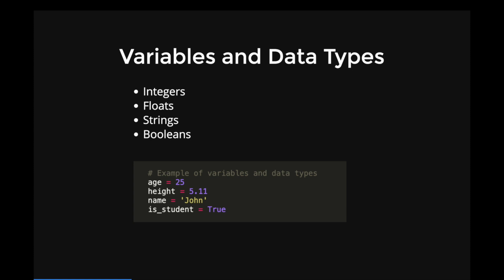Example: hello in single quotes, world in double quotes. You can even have numbers inside it, but it will be a string if you add single quotes to it, like 1, 2, 3 inside single quotes. Booleans represent true or false values. Examples are True and False. Examples of some variables and data types are here, where I'm setting age equal to 25, height equal to 5.11. Age is an integer, height is a float, as you can see here, and name equal to John, which is a string, and is_student equal to True, which is a boolean.